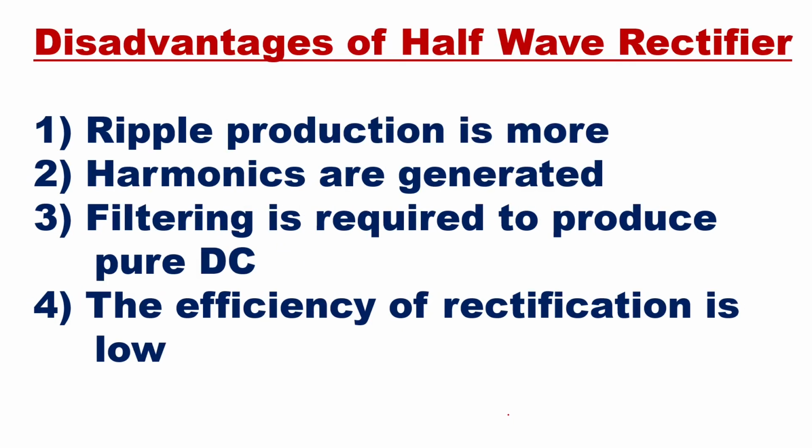If you see the disadvantages of the half-wave rectifier, we know that there is an AC component in the output DC, because it is called a pulsating DC. Because there is an AC component, the ripple production is more, that is, the AC component is more in the output. Harmonics are generated, that is, the multiplied frequencies of the basic fundamental frequency are generated. Then filtering is required because the output is pulsating DC; you require a filter to make it a pure DC. Then four, the efficiency of rectification is very low. You have seen that the efficiency is 40.6%, which is less than half. If the input is 100, the output is 40.6.